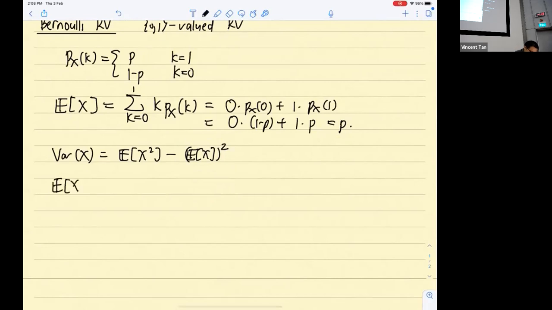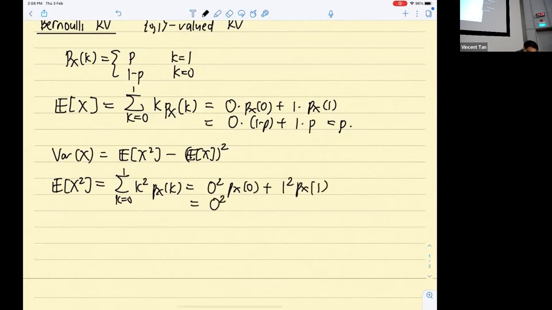Now we want to compute the variance of X. It is easiest to use the formula: second moment minus the first moment quantity squared. We already have the first moment, which is p, so that part here is p squared. All we have to figure out is the second moment. We use the formula, the sum of k squared P_X(k), because it's X squared. k again runs from 0 to 1. So you have 0 squared P_X(0) plus 1 squared P_X(1). That yields 0 squared times 1 minus p plus 1 squared times p, which yields p. So the second moment is the same as the first moment.